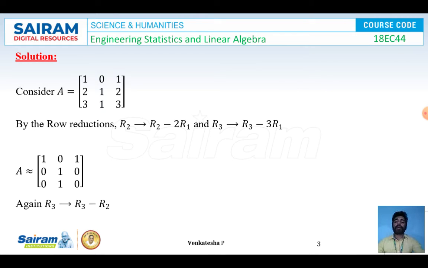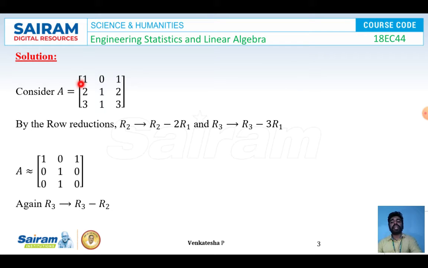So in this problem, they have given that the matrix A is equal to [1, 0, 1; 2, 1, 2; 3, 1, 3]. Now I am going to reduce this matrix A into echelon form to find the rank as well as the pivot numbers. By performing the row transformations, I'll be calling row 1 as R1, row 2 as R2, row 3 as R3.